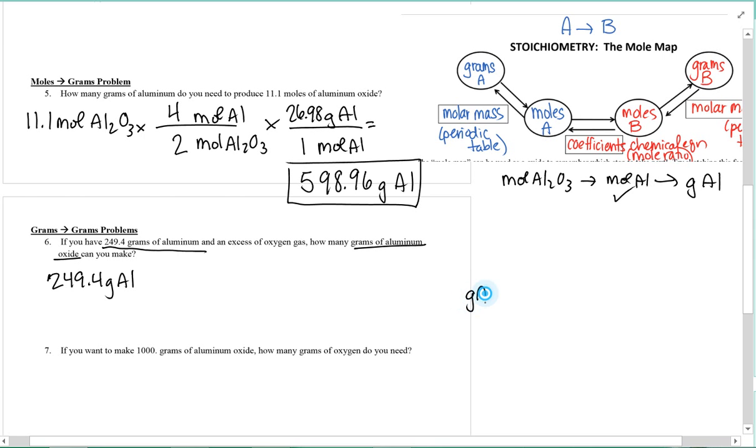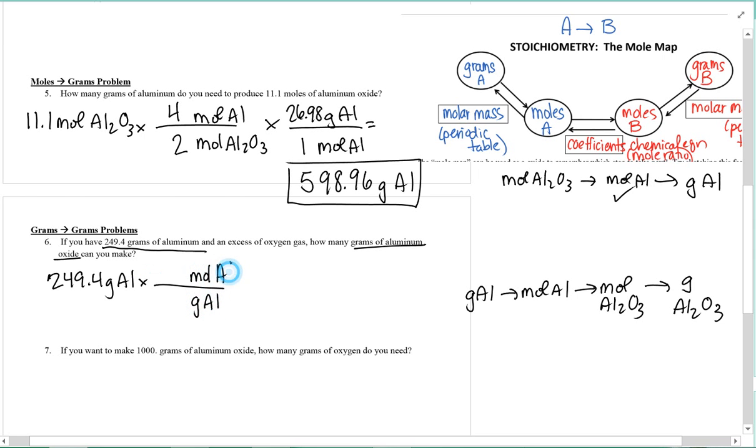So let's map out my steps here. I'm going to go from grams aluminum to moles aluminum. That's step 1. Then moles aluminum to moles aluminum oxide. That's step 2. And then my last step, go from moles aluminum oxide to grams aluminum oxide. Okay, so step 1, grams aluminum to moles aluminum. I'm going to look on the periodic table. 1 mole of aluminum weighs 26.98 grams.